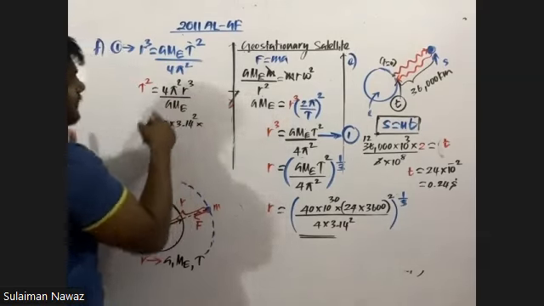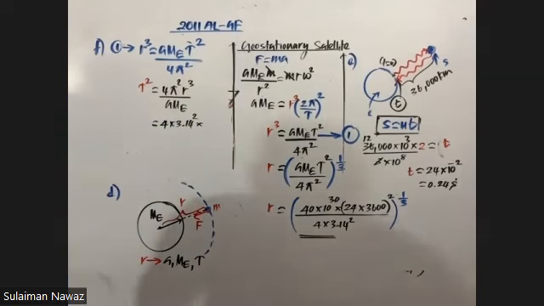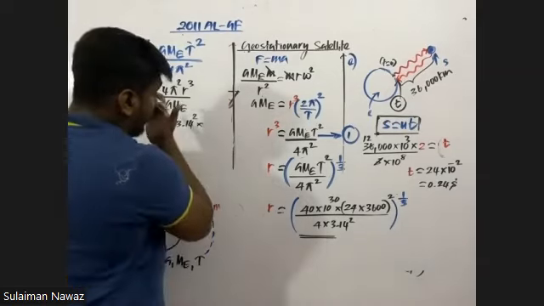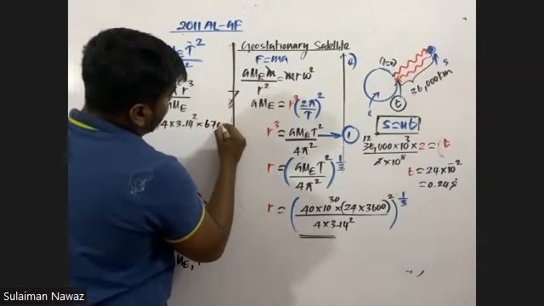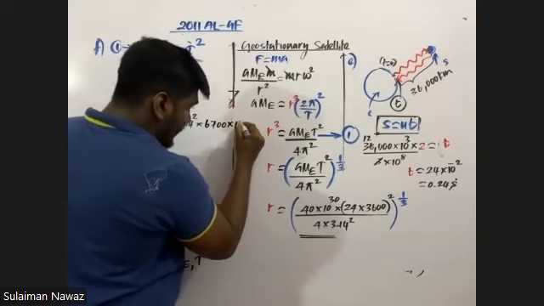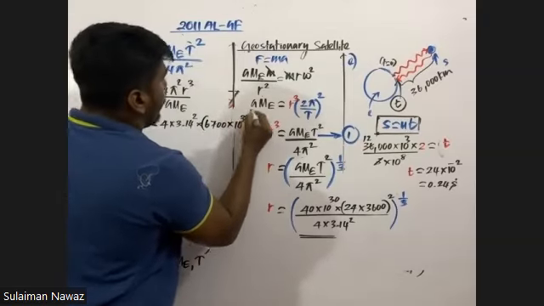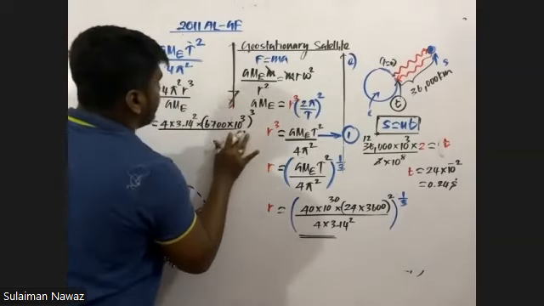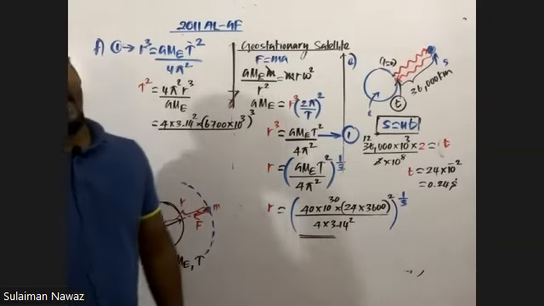Now when I substitute 4, 3.14 squared, what is R? They have given the R value as 6,700 kilometers, the orbit radius of the International Space Station. R is 6,700 kilometers. If I convert to meters, (6,700 × 10^3) cubed over the G M_E value they have given.